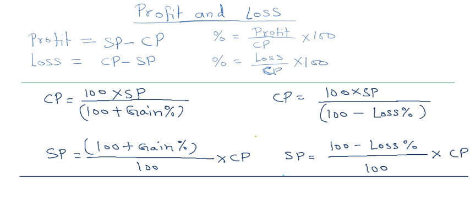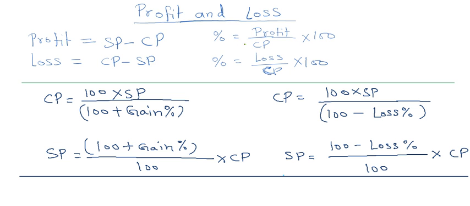So in this aptitude tutorial video I am going to discuss profit and loss. In order to calculate profit and loss, you need to know about two kinds of prices, that is selling price and cost price. Selling price is denoted by SP and cost price is denoted by CP. In order to calculate profit, you have to subtract the cost price from selling price. In case of profit, the selling price will be more than cost price.